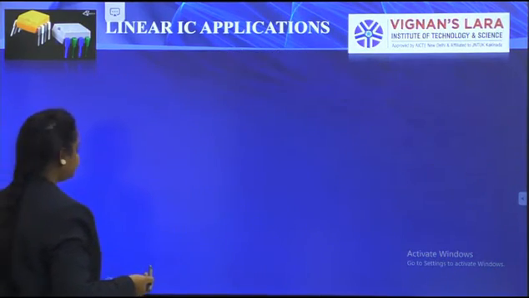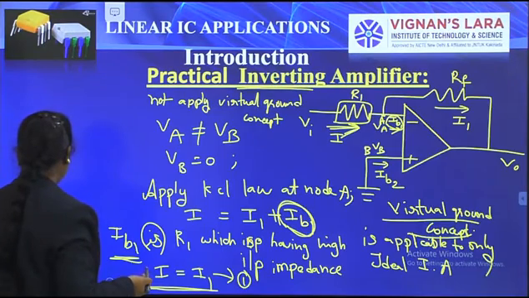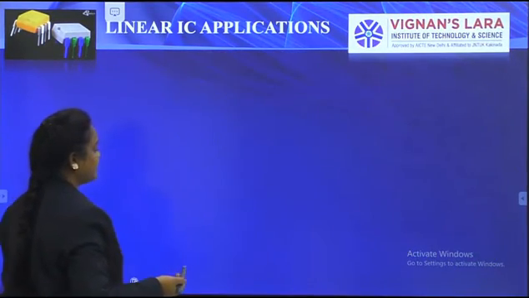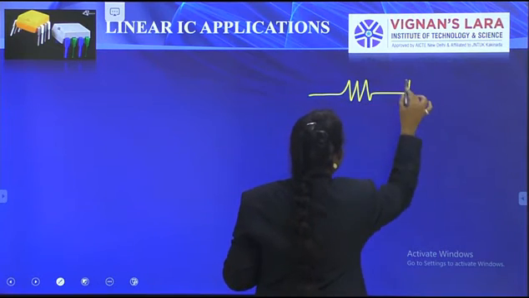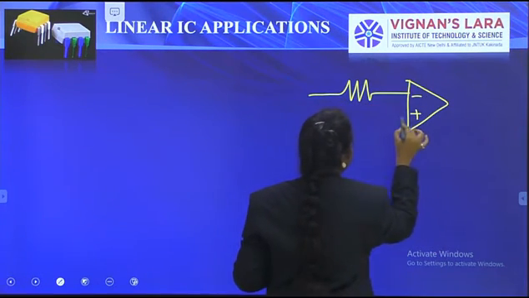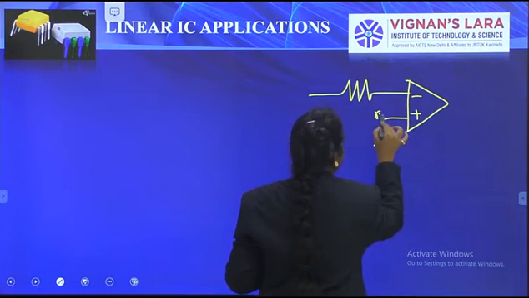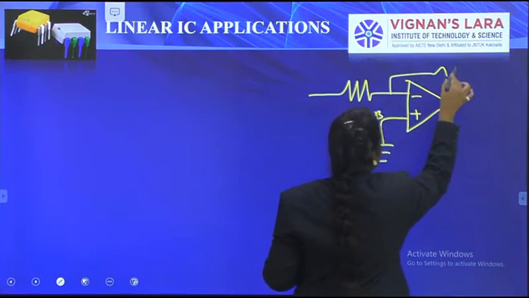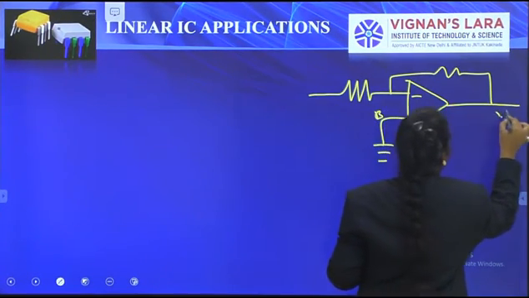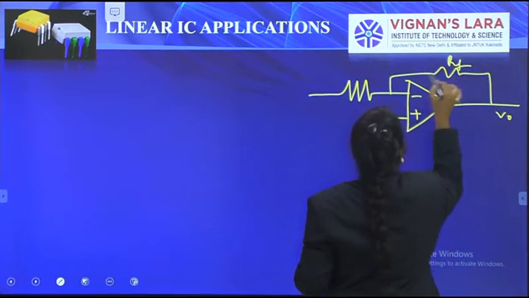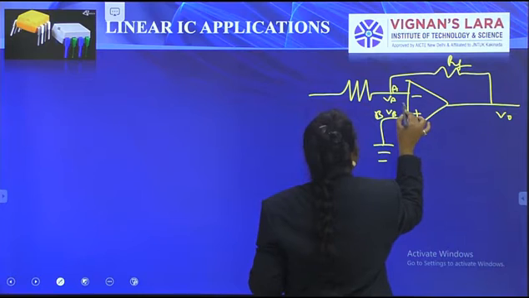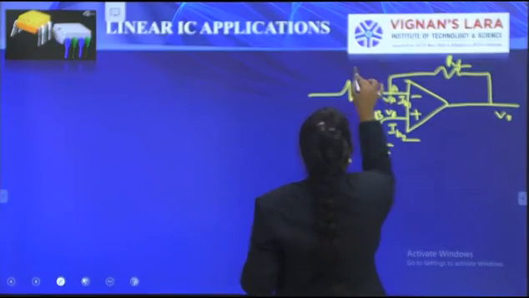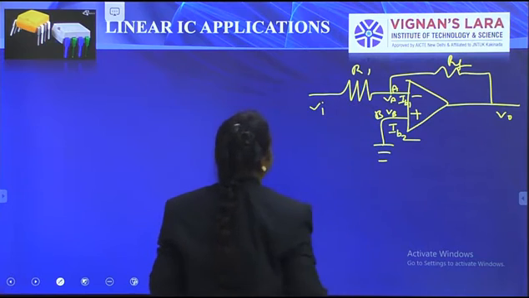Now I redraw the circuit for easier explanation: the inverting terminal, the non-inverting terminal, ground, V0, RF, node A, VA and VB, IB1 and IB2, R1 and VA, simply like this.